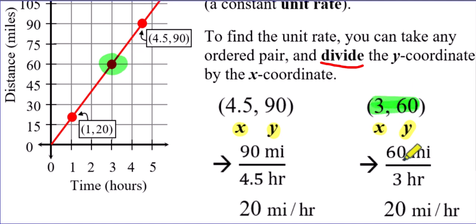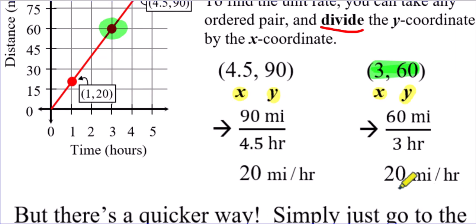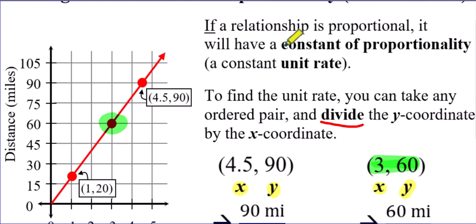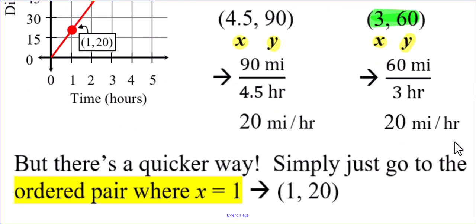And I divide its y by its x, look, I get 20 miles per hour. So that's one way that you could get the unit rate, also known as the constant of proportionality. But there's a quicker way. Would you like to know the ultimate shortcut for getting a unit rate from any proportional relationships graph?